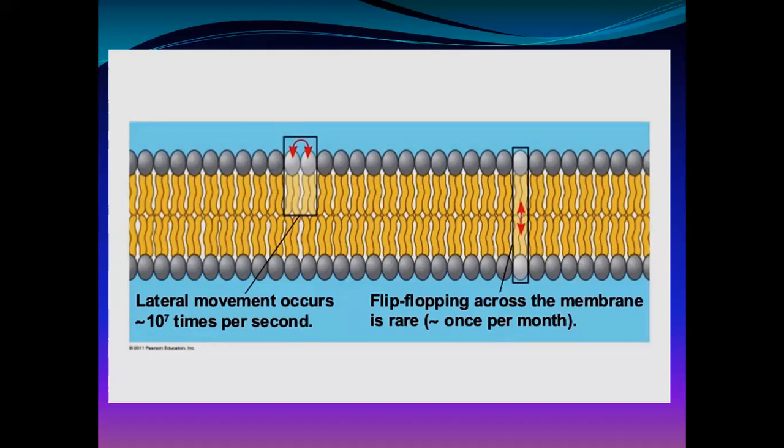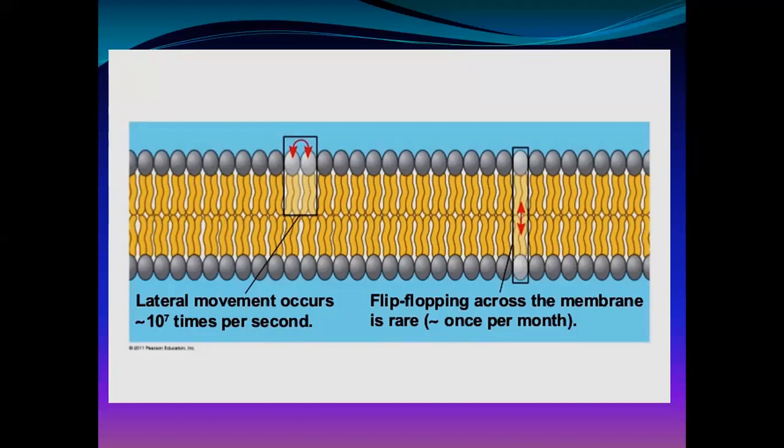It happens 10 to the power 7 times per second. Flip-flopping across the membrane is a very rare occurrence, whereas lateral movement keeps happening continuously, 10 to the power 7 times per second. Understand? From one monolayer to another monolayer, the phospholipid somersaults. That is what you call flip-flopping. Flip-flopping can happen once per month.